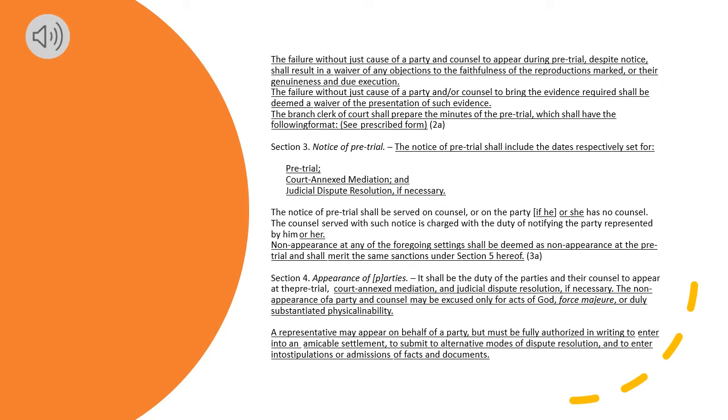3a. Section 4. Appearance of parties. It shall be the duty of the parties and their counsel to appear at the pre-trial, court annexed mediation, and judicial dispute resolution, if necessary. The non-appearance of a party and counsel may be excused only for acts of God, force majeure, or duly substantiated physical inability. A representative may appear on behalf of a party, but must be fully authorized in writing to enter into an amicable settlement, to submit to alternative modes of dispute resolution, and to enter into stipulations or admissions of facts and documents.